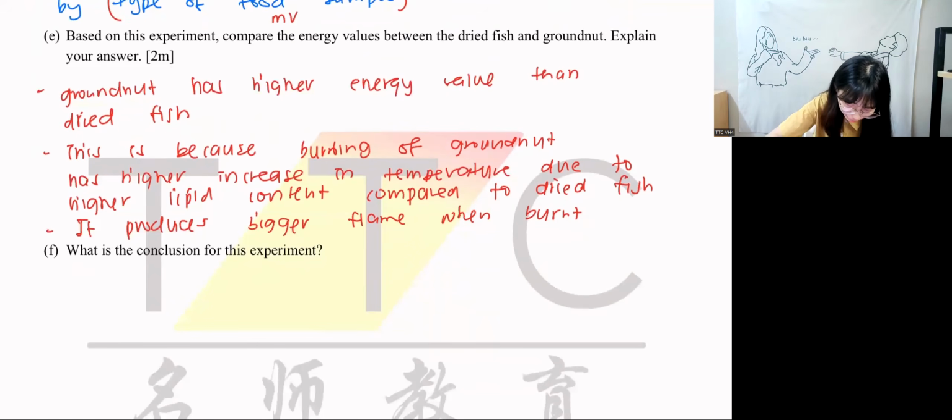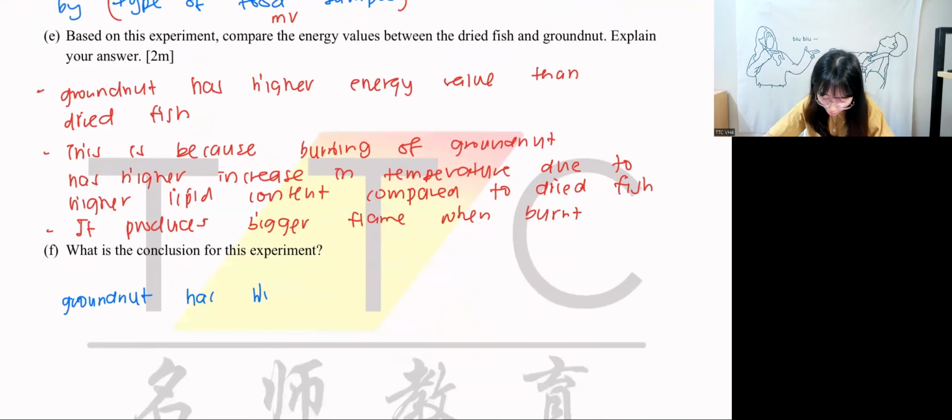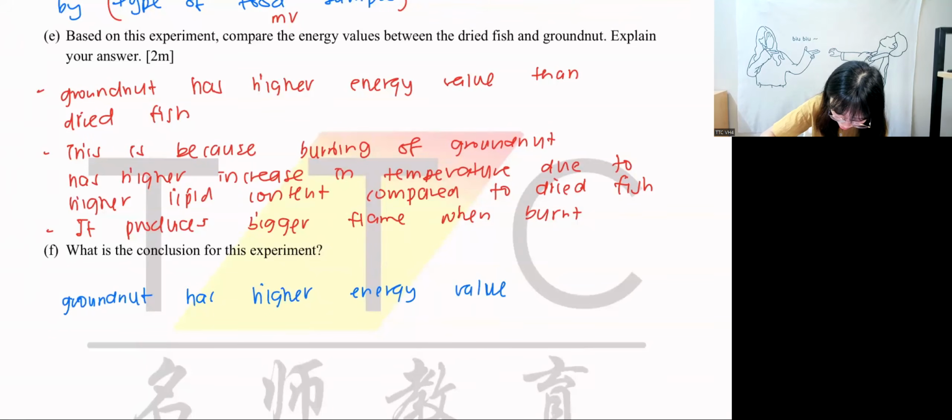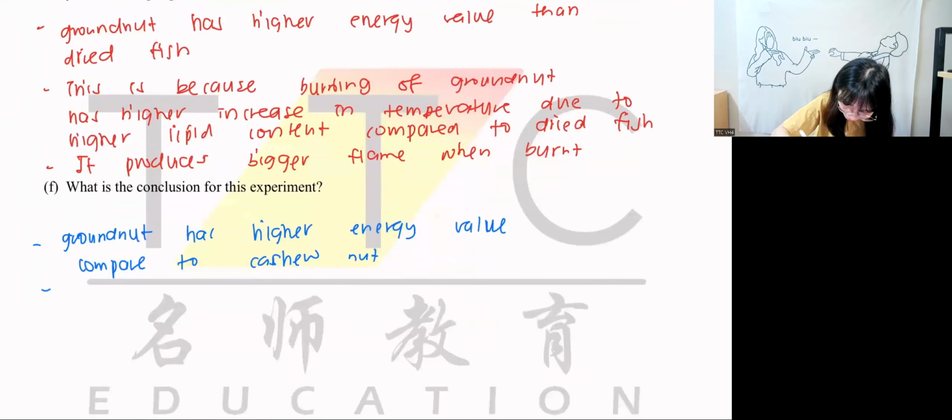Okay, so you have to say groundnut has higher energy value compared to cashew nut. The hypothesis is accepted.